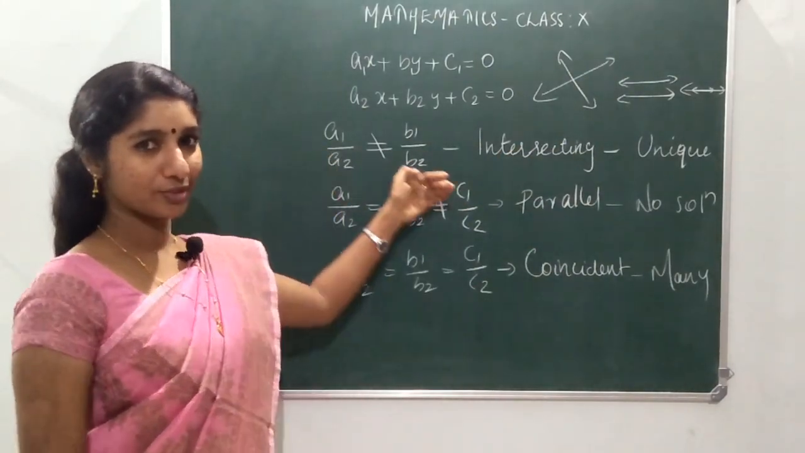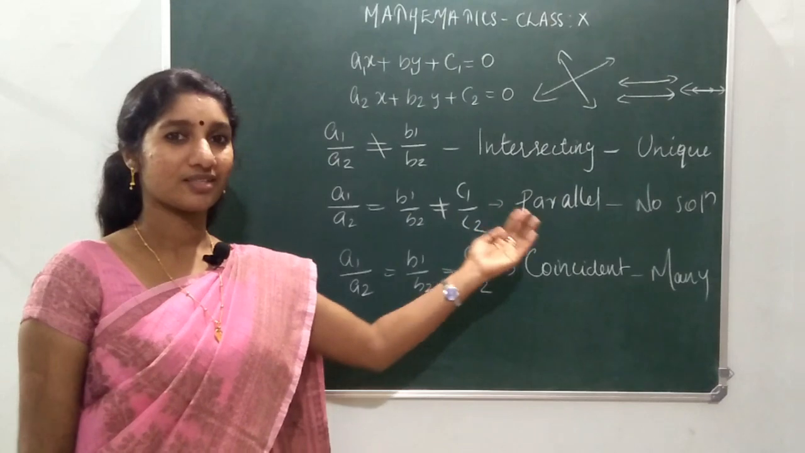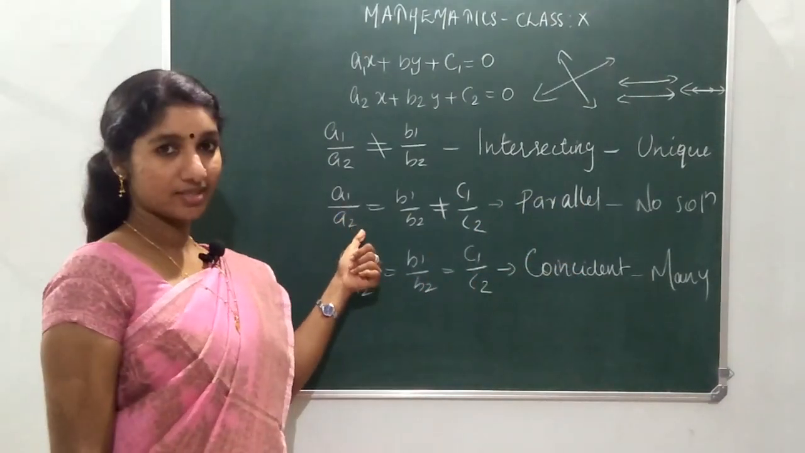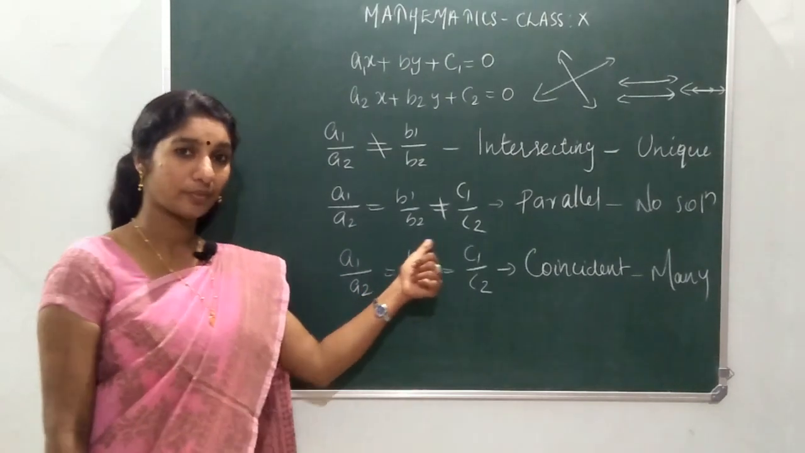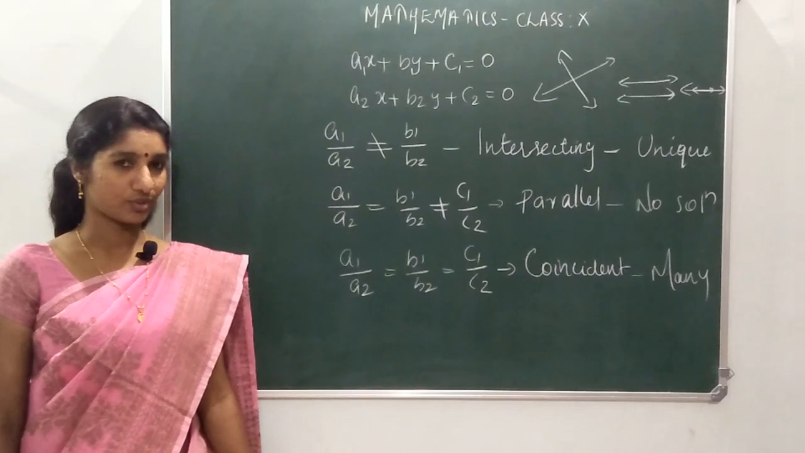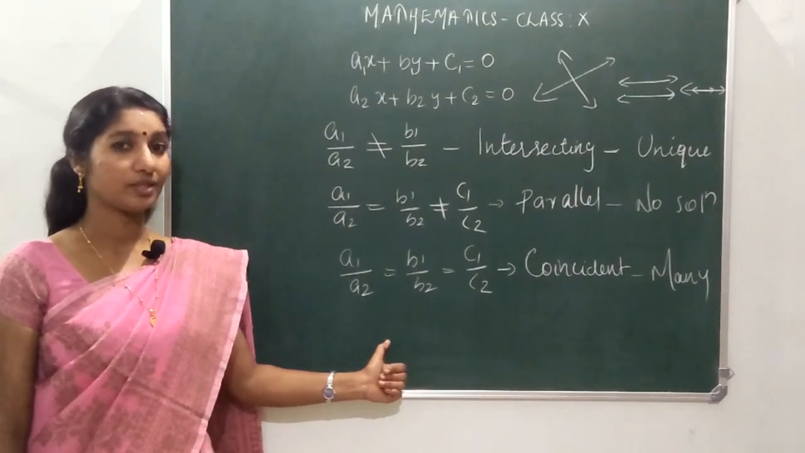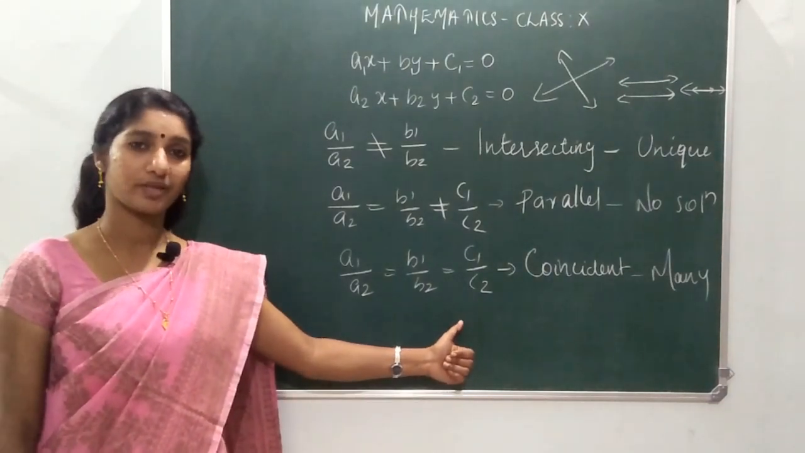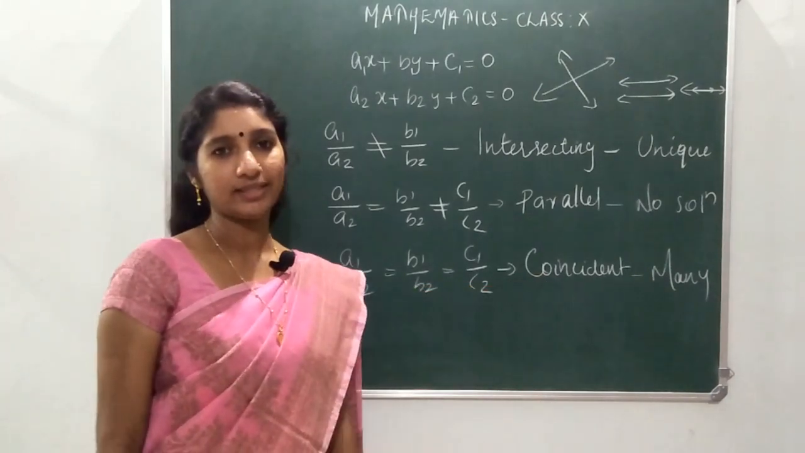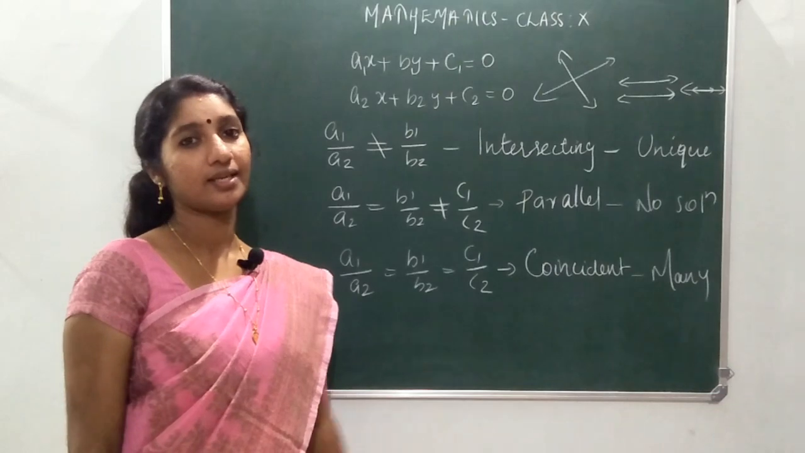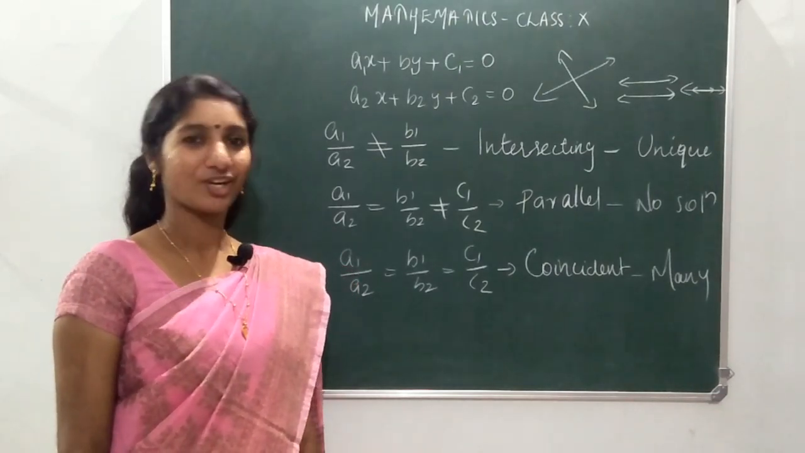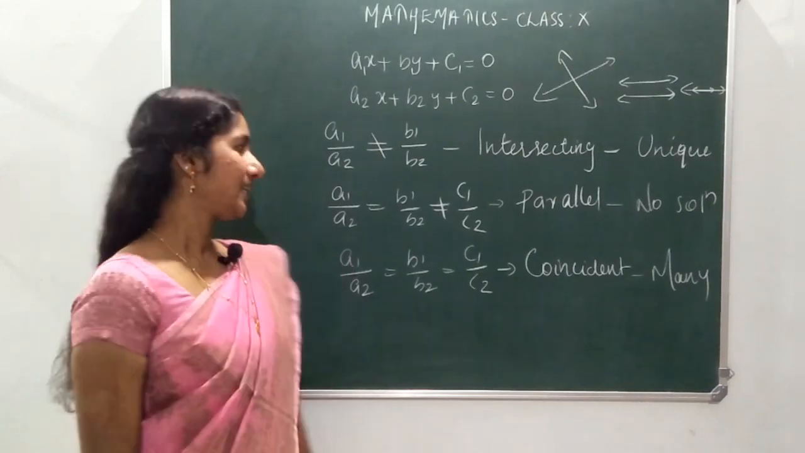a1 by a2 not equal to b1 by b2 means intersecting lines, which means one solution. The second case is a1 by a2 equal to b1 by b2 but not equal to c1 by c2, that is parallel lines and no solution. And the last one, a1 by a2 equal to b1 by b2 equal to c1 by c2. All ratios are equal. Then it is called coincident lines and we get infinitely many solutions. Got it?